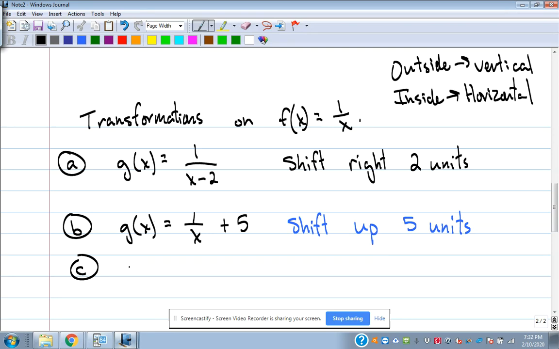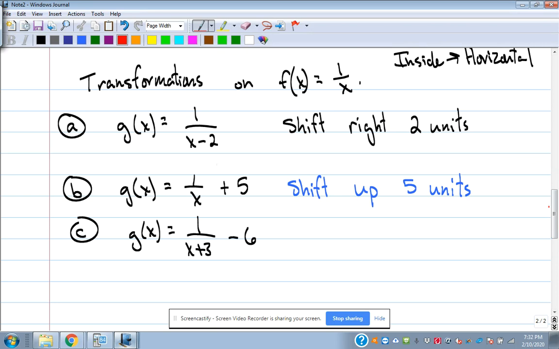All right, what if this one: 1 over x plus 3, and then a minus 6 after that. What transformations have happened there? Left 3, down 6. Good job. So that's going to put our vertical asymptote at -3 and our horizontal asymptote at -6, which changes our domain and range out of that.